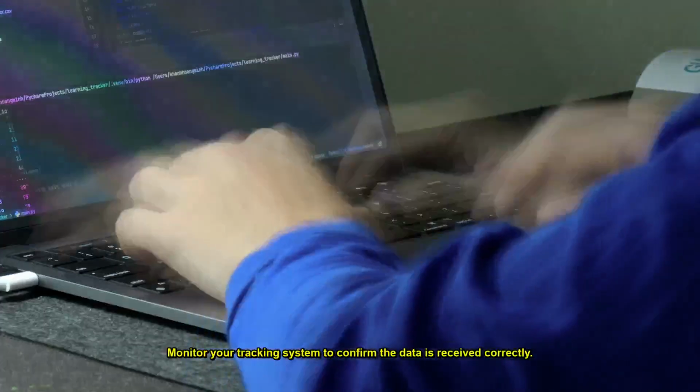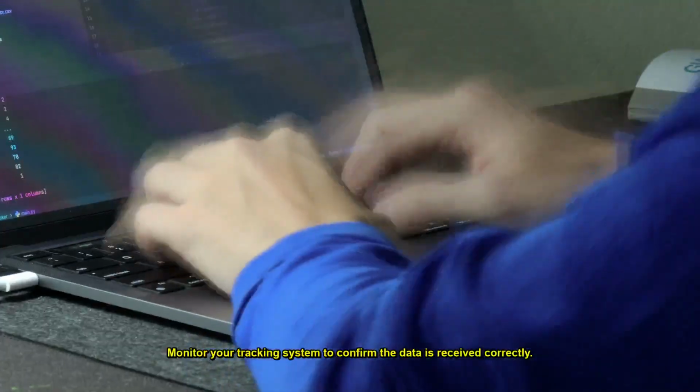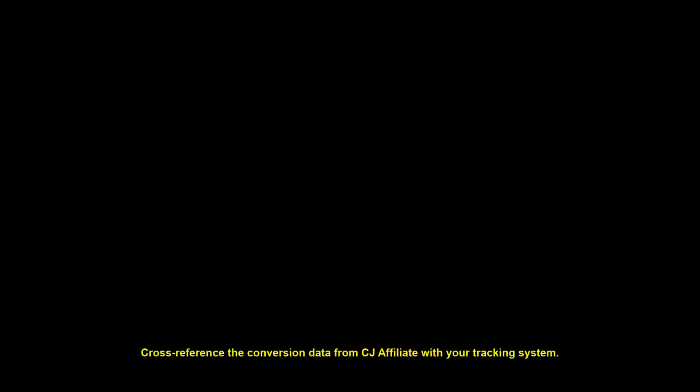Test the postback URL by simulating a conversion. Monitor your tracking system to confirm the data is received correctly. Cross-reference the conversion data from CJ affiliate with your tracking system. Identify any discrepancies between the two datasets.